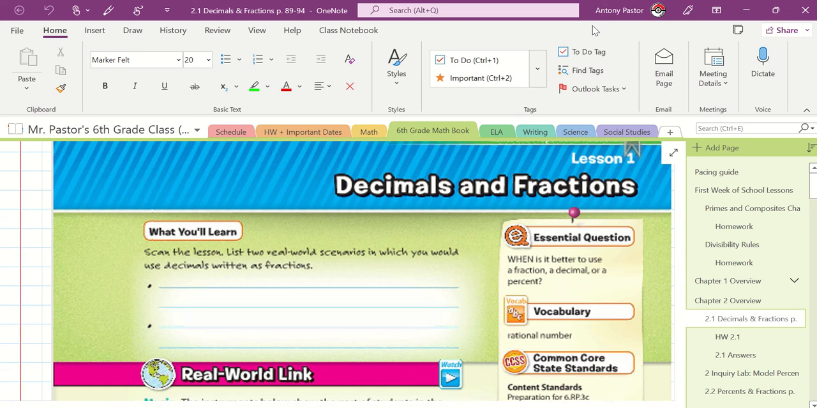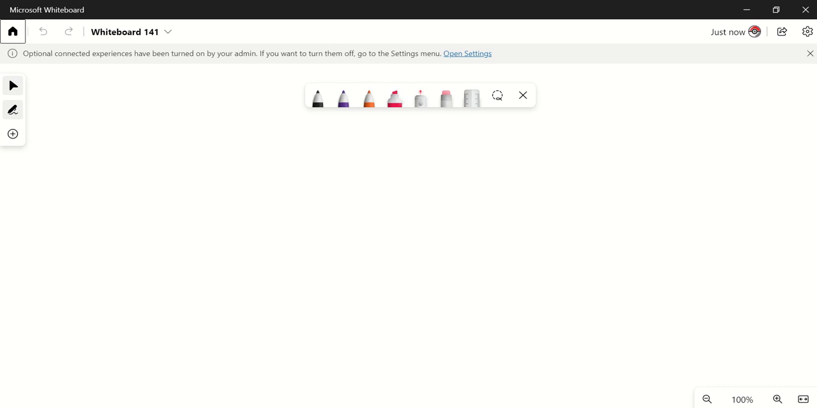Before we dive into the lesson, we need to clarify a little something when it comes to decimals and fractions. Any decimal can be turned into a fraction. It's just a matter of converting the decimal into a fraction, and I'm going to show you the quickest way to do so. So, for example, 0.25.